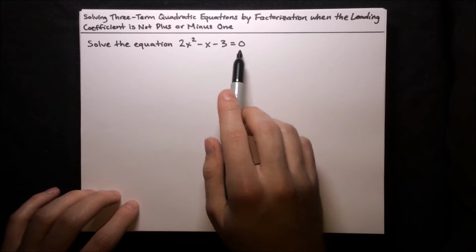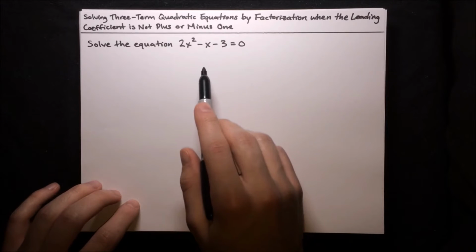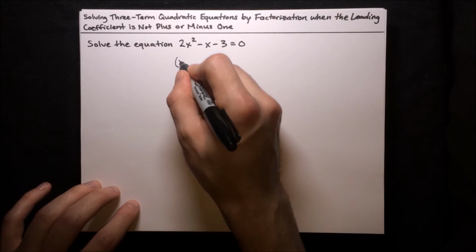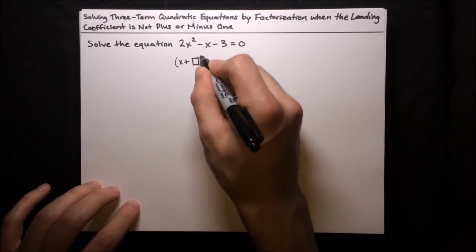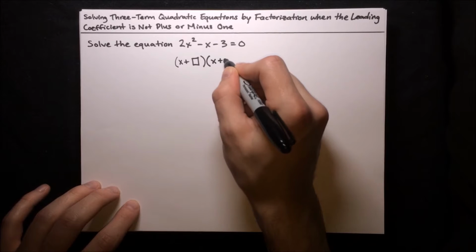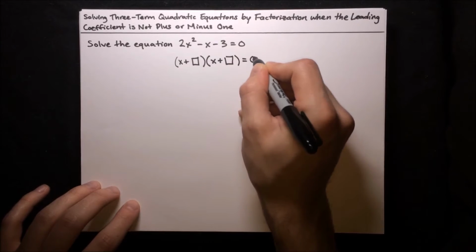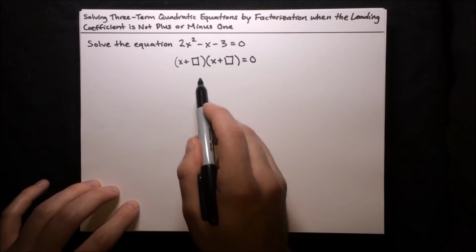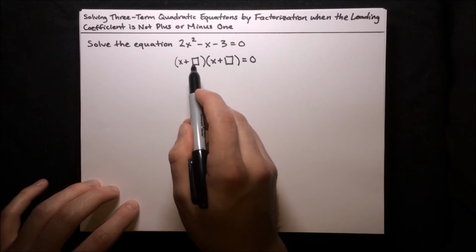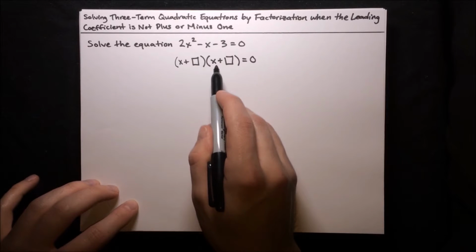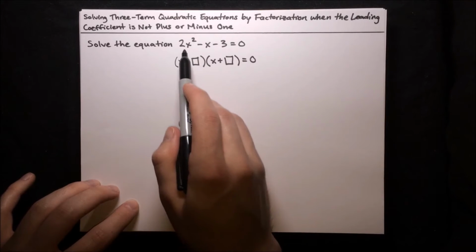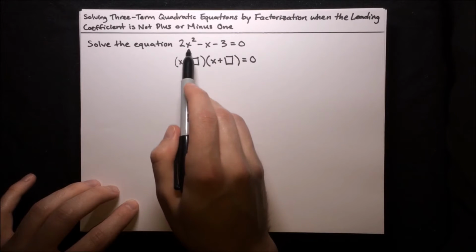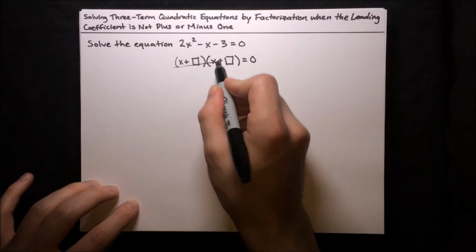And how we've been doing this previously is we've been factorizing that left-hand side expression equal to some factor x plus some number times another factor x plus another number equals 0, and then just using the zero product property to set these two factors equal to 0. But there is an issue here. That issue is that this isn't going to work because it's not going to be equivalent to this original expression here. X times x makes x squared, but we have a 2x squared here. So this approach here is no good.